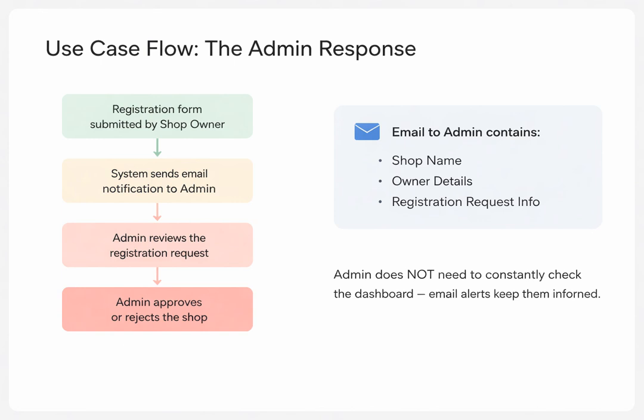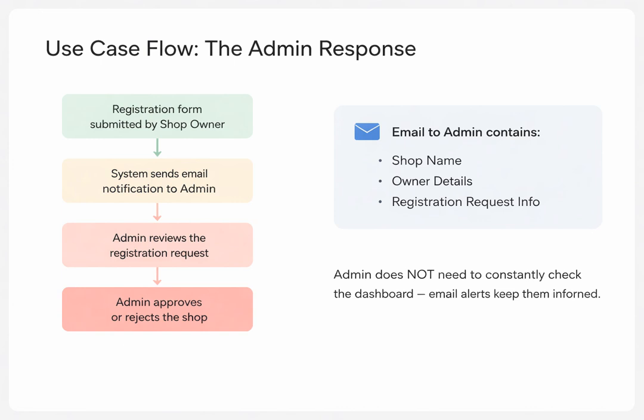The instructor is very specific about this. The admin gets an email so they can act on it promptly without having to constantly monitor the dashboard. This is a real-world pattern used in almost every platform that involves approvals. After receiving the email, the admin logs into the dashboard, reviews the registration details, and then either approves or rejects the shop.